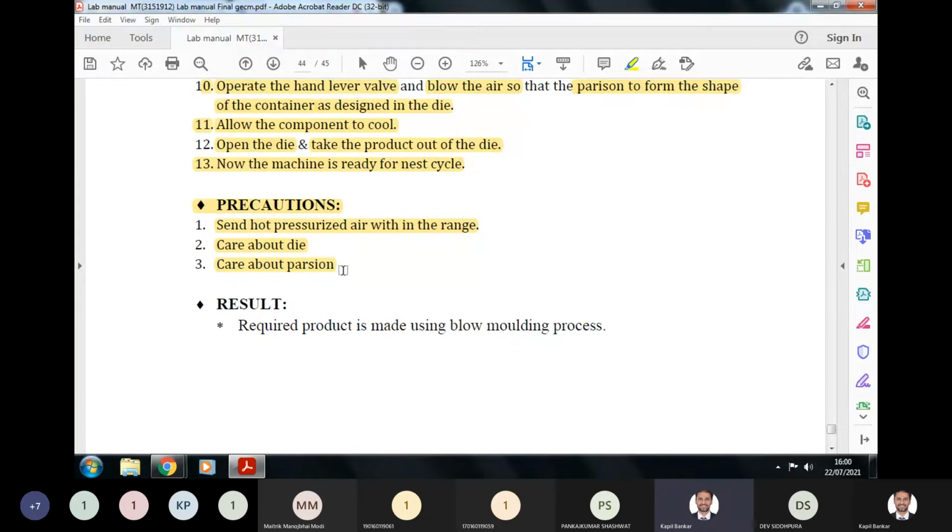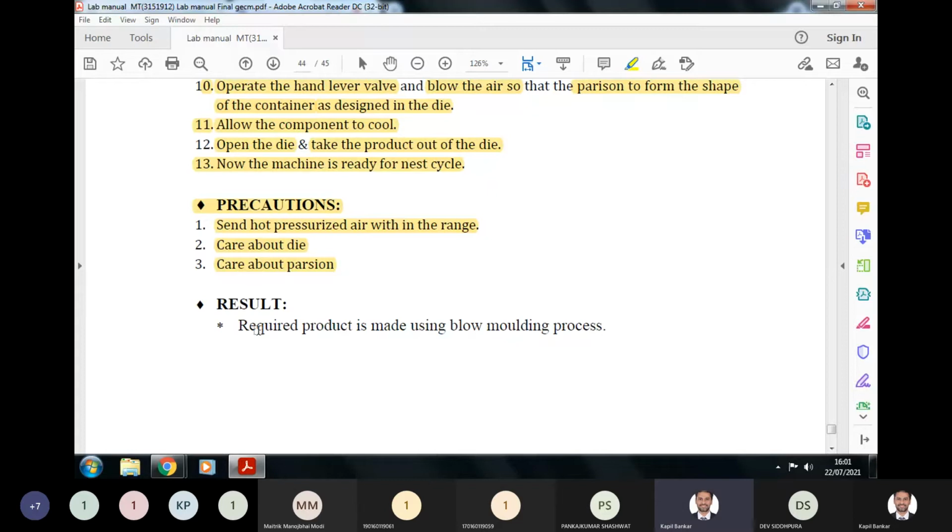Otherwise, what happens? The hollow parison will stick with each other, with itself. And if this happens, then even if you apply the air, it cannot be expanded. So in this parison movement, you must take care that the hollow parison must not stick with each other.